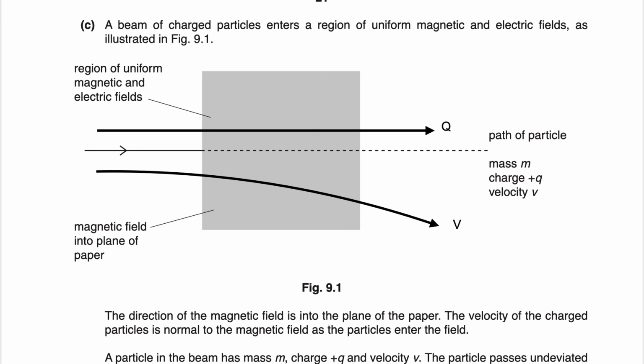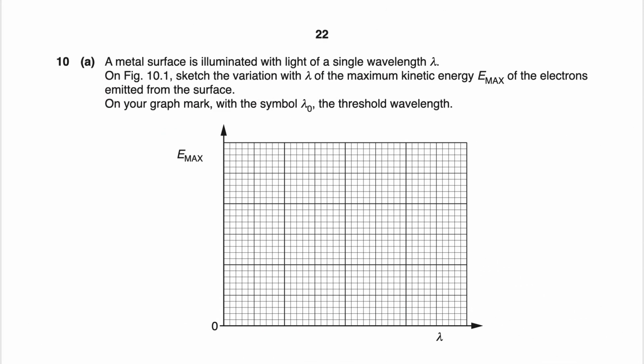Question number 10. A metal surface is illuminated with light of a single wavelength. We are talking about the photoelectric effect. Sketch the variation with lambda of the maximum kinetic energy E max of the electrons emitted from the surface. This is a slightly twisted question, because in the syllabus it's there, but in the books, both Hodder Education and the Cambridge recognized textbook, frequency versus energy is given. Now they are asking energy versus lambda.